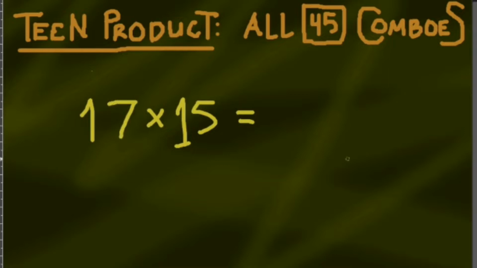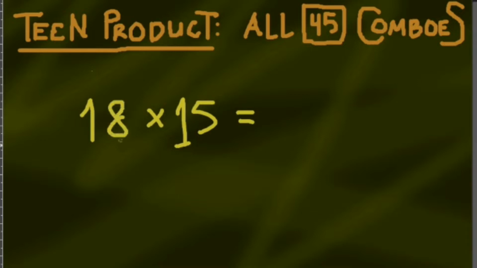17 times 15. This is 5 with 3 in the carry, and 17 plus 5 is 22. 22 plus 3 is 25. Then 255.